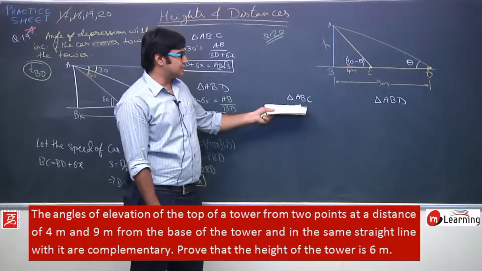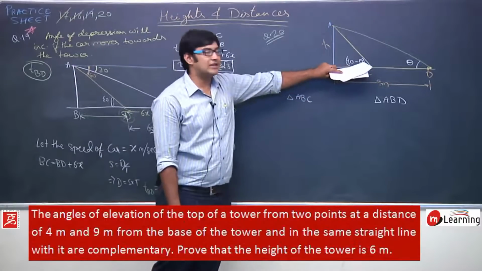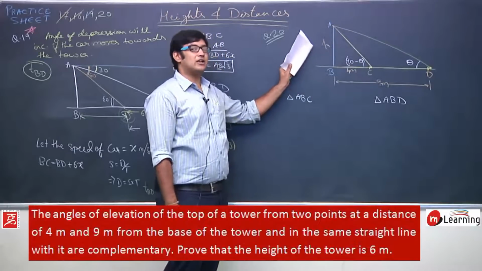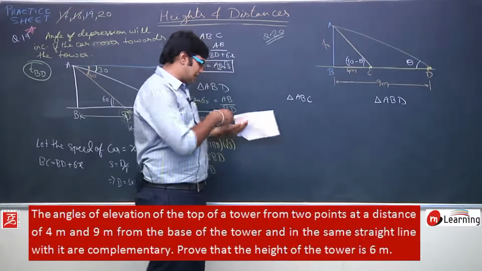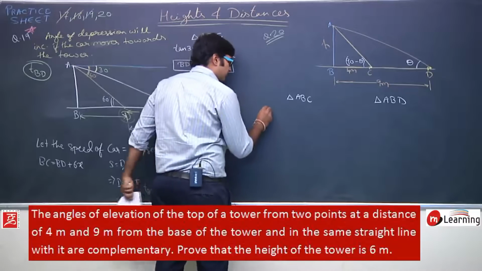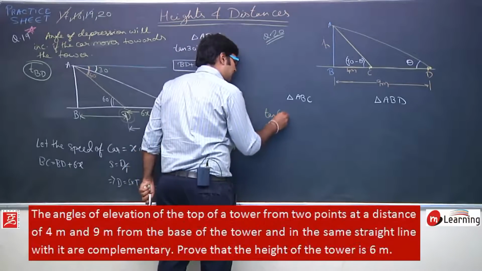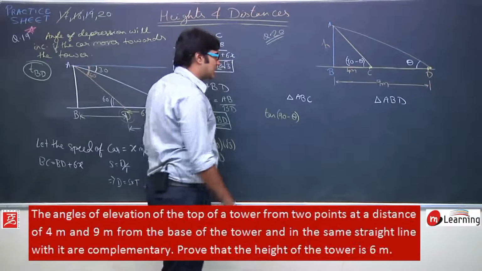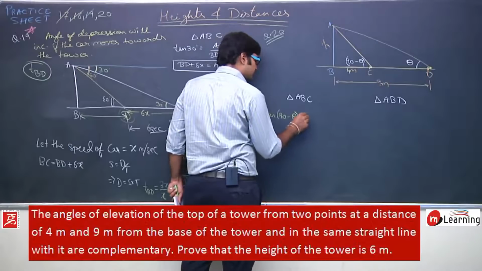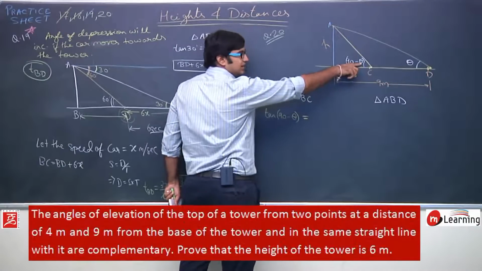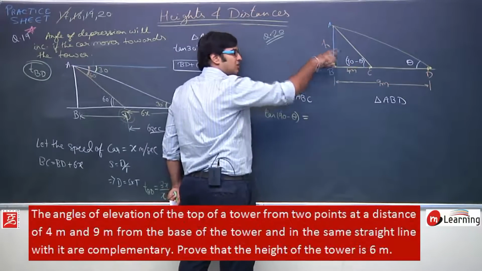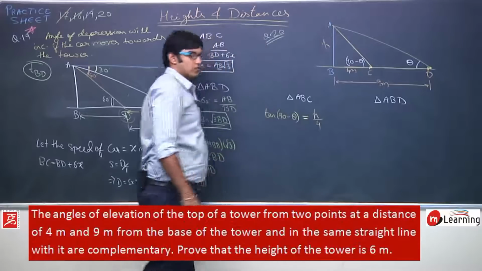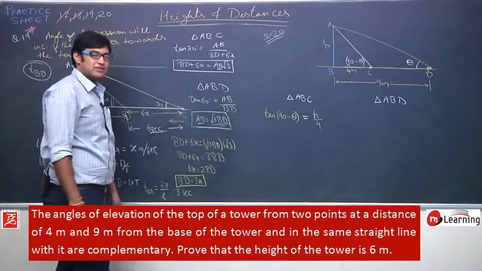Now if I observe this triangle ABC, I can see 90 minus theta is this angle, and with respect to this angle, this is perpendicular and this is base. So I can write tan of 90 minus theta is equal to perpendicular upon base. Perpendicular is h, base is 4.